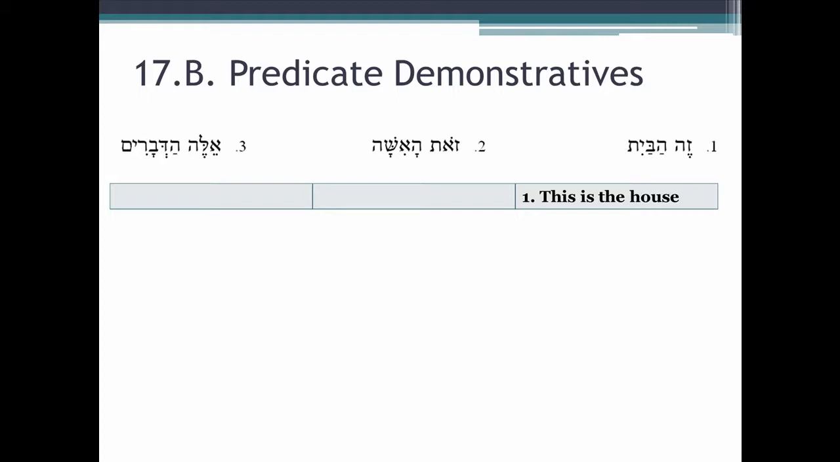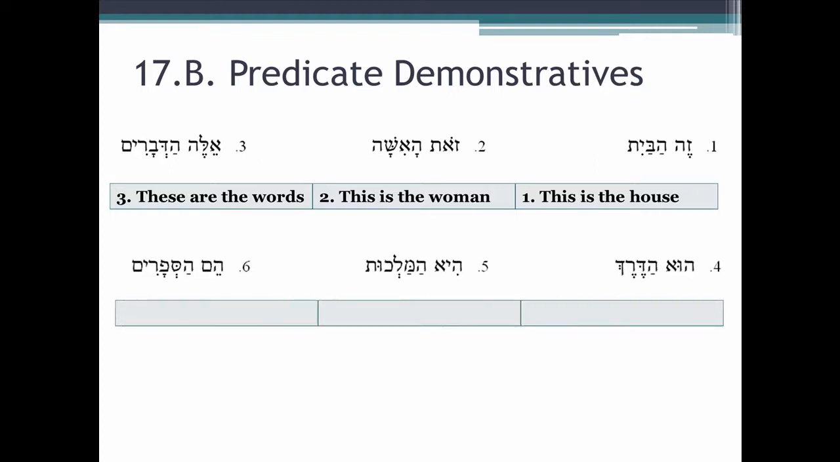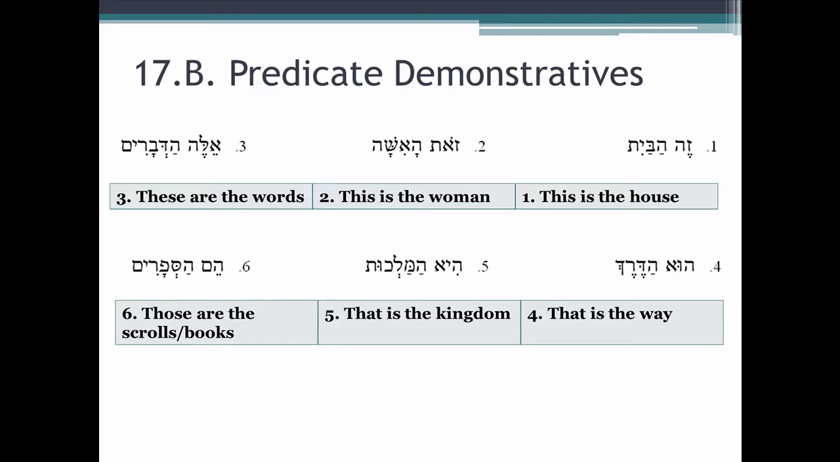Number 2, Zot ha'isha, this is the woman. Number 3, Eleh hadevarim, these are the words. Number 4, Hu haderek, that is the way. In other words, we have that and the way, so we have to supply is. Number 5, He hamalkut, that is the kingdom. 6, Haim hasefarim, those are the scrolls or the books, however you want to translate that.